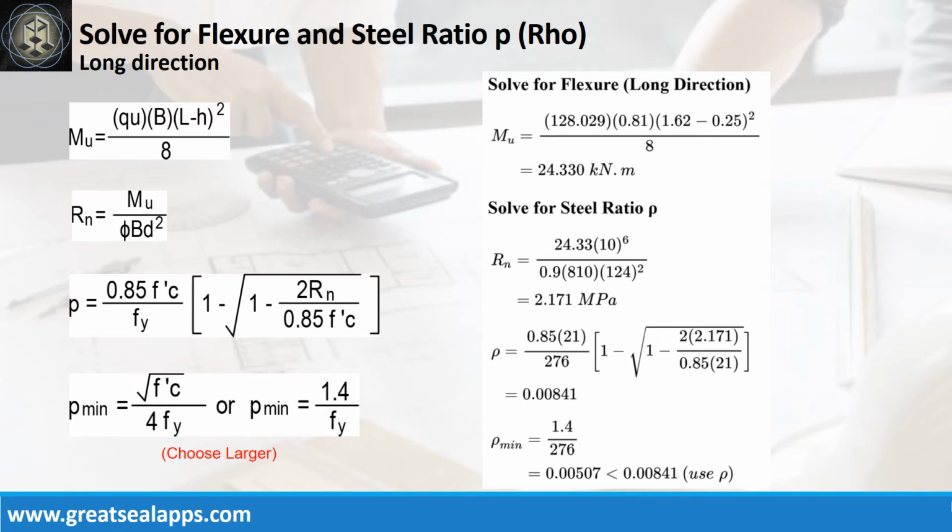Given resistance factor equals 0.9, B equals 810 mm, and D equals 124 mm, the beam design ratio Rn equals 2.171 MPa, and reinforcement ratio Rho equals 0.00841.